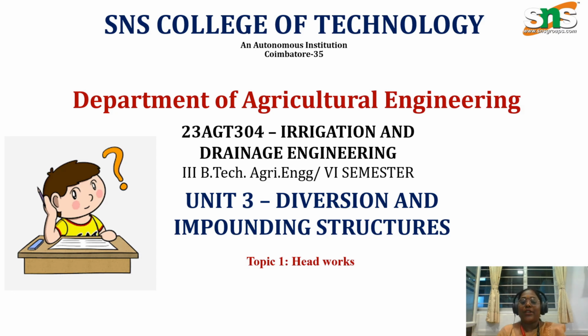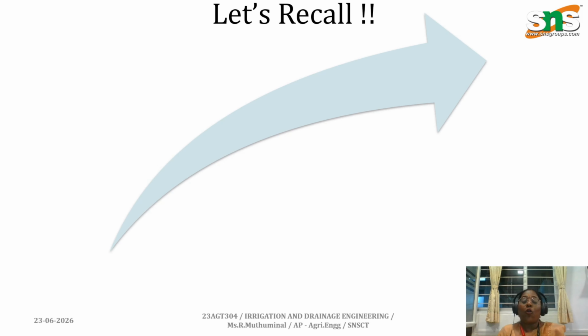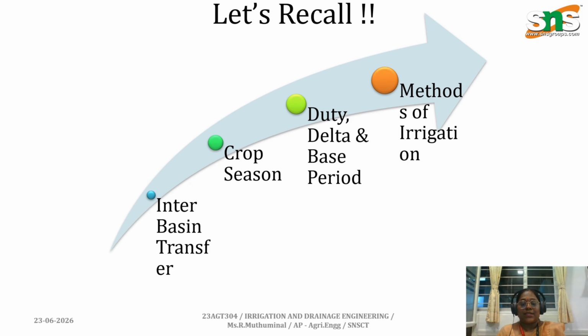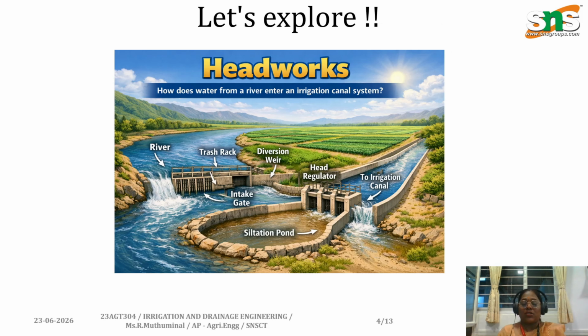Before moving into today's topic, let us briefly recall some of the concepts that we have already studied, like crop season, duty, delta, base period, and methods of irrigation. All these concepts are necessary and are associated with the crop water requirement and the efficient distribution of water. So we are going to see an important component of diversion and impounding structure, namely headworks, as today's concept.